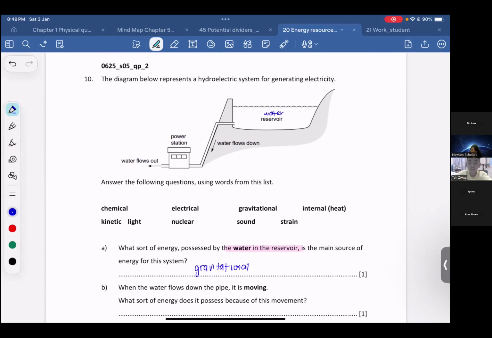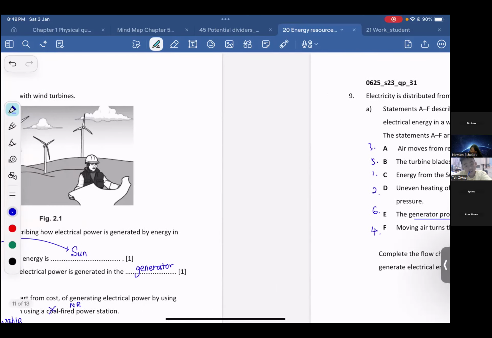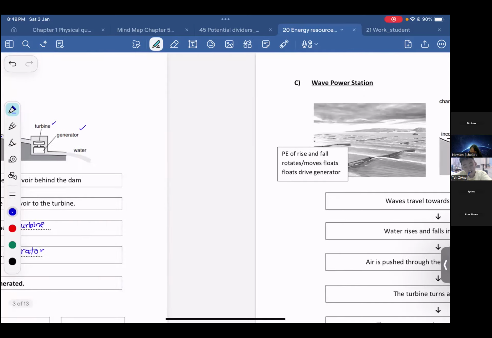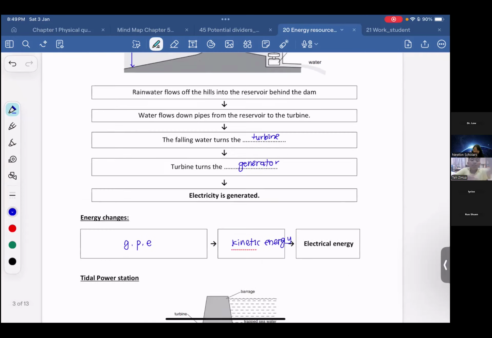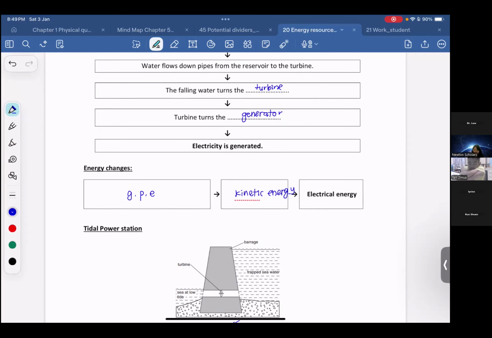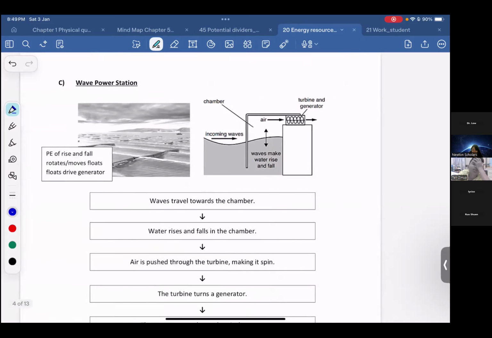So Zihua, come back to the hydro. Here, the starting energy is gravitational potential energy. So the water stored in the reservoir has GPE.